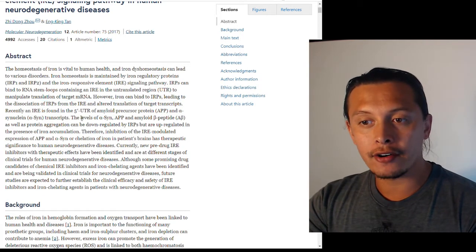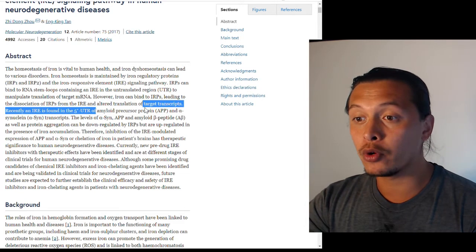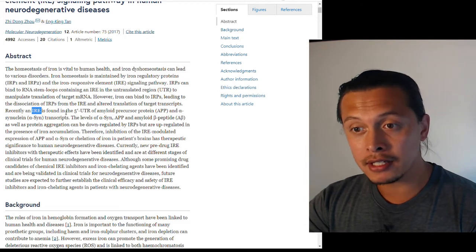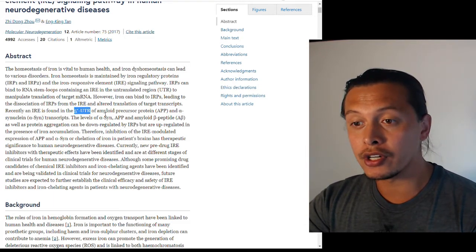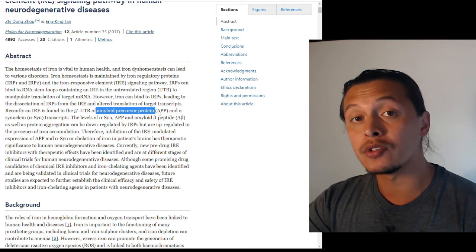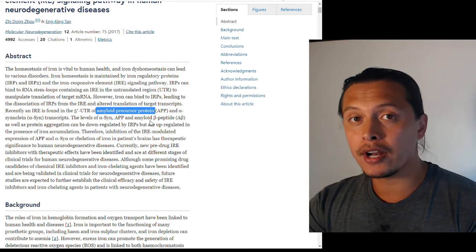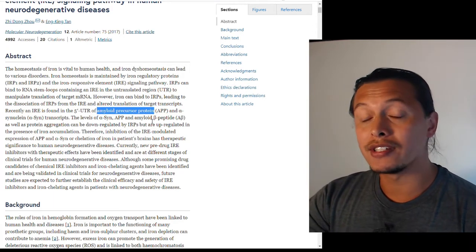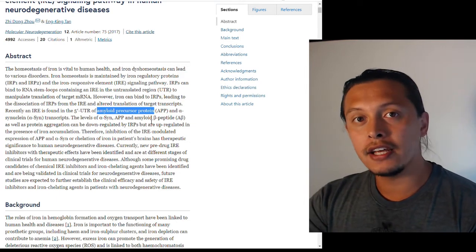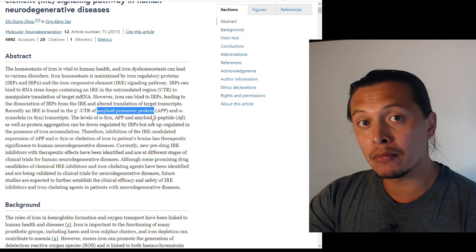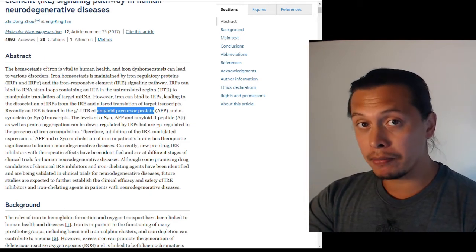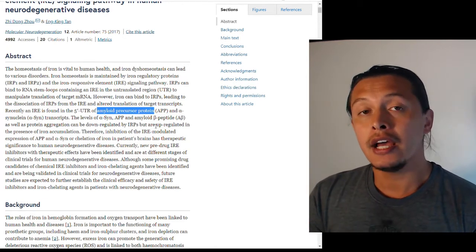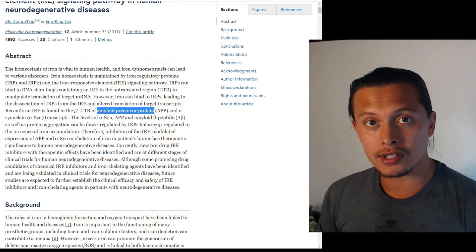Okay. Recently, an IRE is found in the 5' untranslated region of amyloid precursor protein. So, there is an iron-responsive element that is found in the 5' untranslated region of amyloid precursor protein, so APP. So, if you are not aware, amyloid precursor protein is the protein that when it is cleaved in a particular way, it can form amyloid beta plaques. And these amyloid beta plaques are basically crystals of the protein, and this can result in diseases such as Alzheimer's.